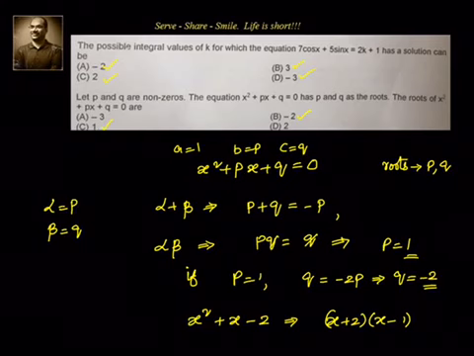So we understood this problem. It's a pretty simple problem. Let p and q be non-zero. The equation has p and q as the roots. Alpha plus beta is minus b by a. Alpha beta equal to c by a. From that you get p equal to 1, q equal to minus 2. Very familiar example and very easy example.